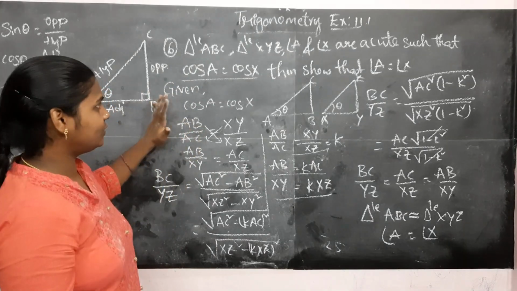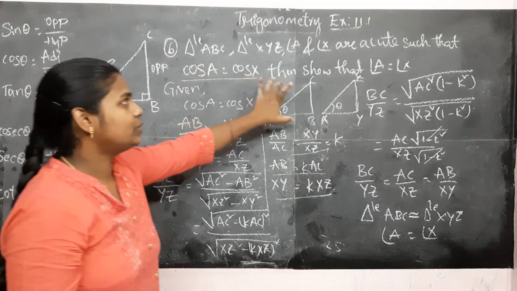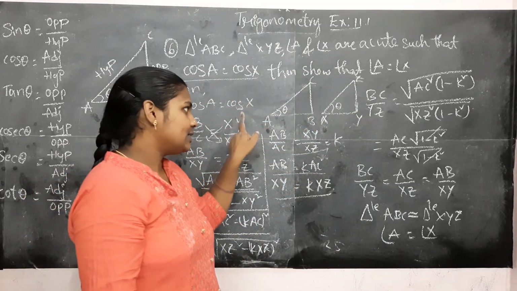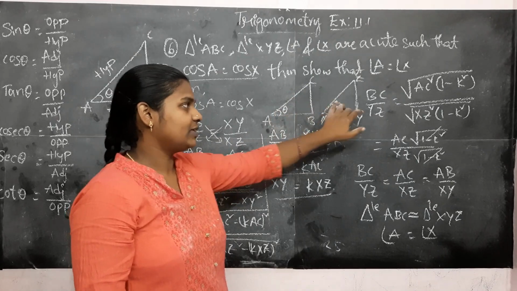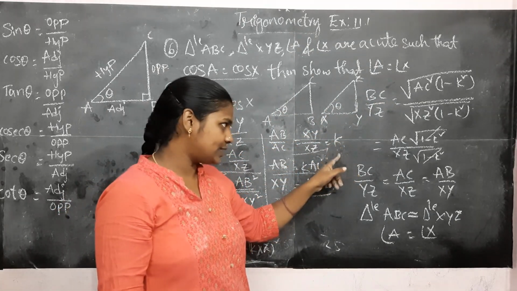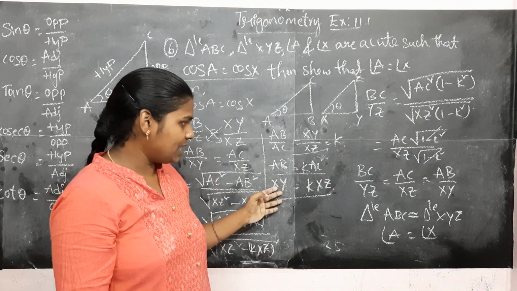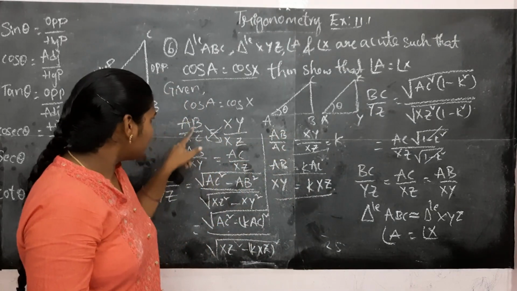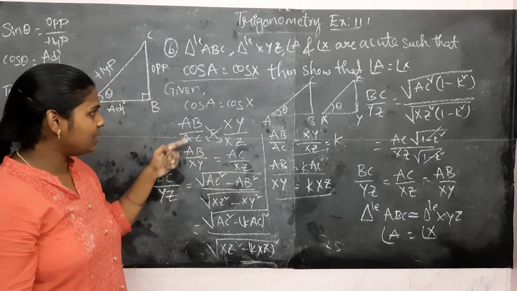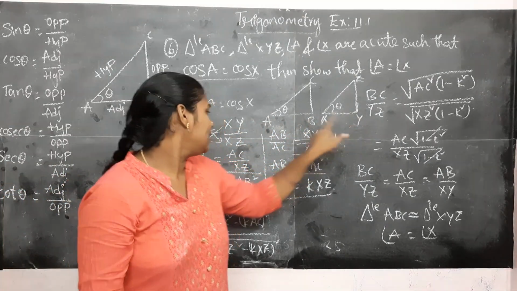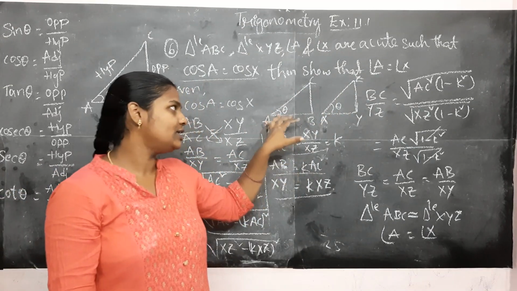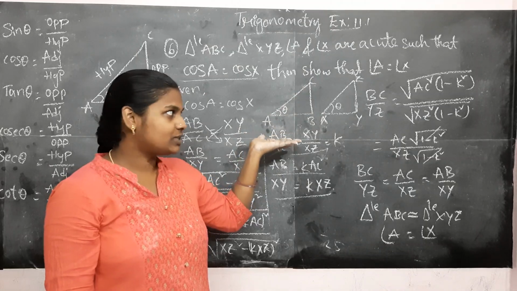Let me give a recap of this. Given that there are two triangles ABC, XYZ, cos A is equal to cos X. For that, we have substituted the values, ratios, and we have assumed that to be equal to a constant K, and we have derived AB and XY. Apart from that, we also just took the denominators upside down here, such that AB by XY is equal to AC by XZ, just to show that the side ratios are equal.